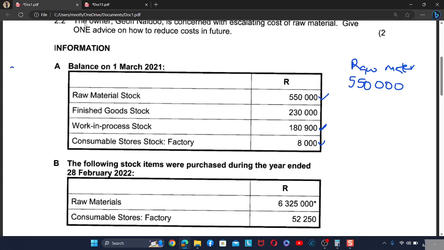For the consumable stores, the opening balance is 8,000, and the purchases were 52,250. And for the raw material, the purchases were 6,325,000. Let's continue.